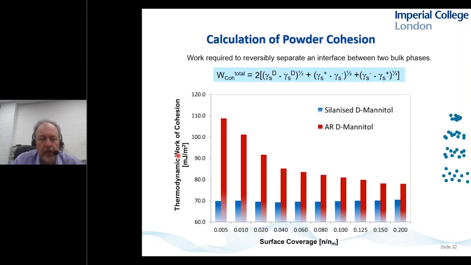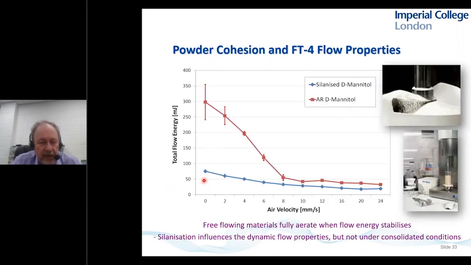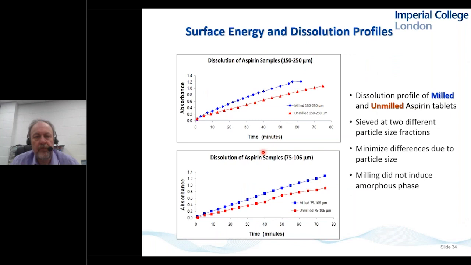I told you a moment ago that the blue powder here is the silanized one, which has lower energies, so we would expect it to flow more easily. And you can see here the flow energy for the silanized material is much lower than the native as-received material. Essentially, once we silanize the material, we can substantially change its flow behavior, particularly when the materials are aerated. So with powder properties using IGC and powder flow mechanics, we start to see correlations and agreements.